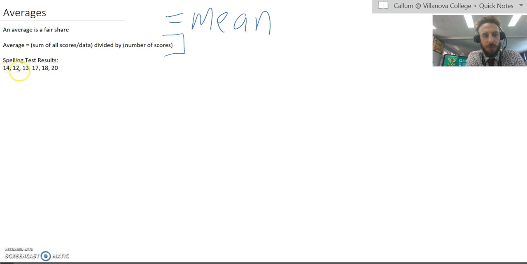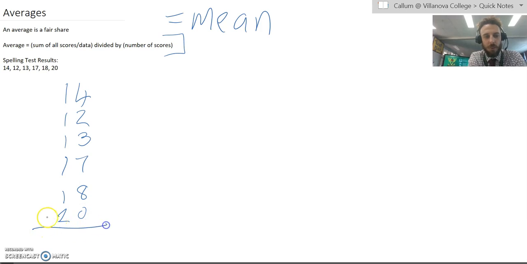One person got 14, one person got 12, 13, 17, 18, and 20. So if we follow our formula, if we add them up first of all, so we add all points of data, keeping in mind when we're adding more than 3 different things, it's best to separate it if you're not real strong with your addition, just so you don't make any silly mistakes. I should be strong enough to do this.